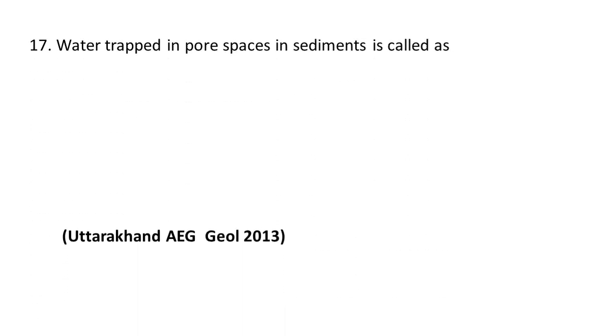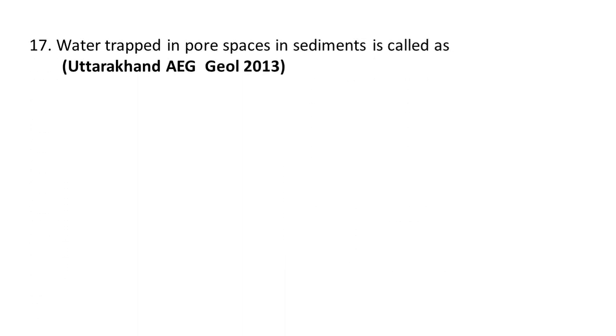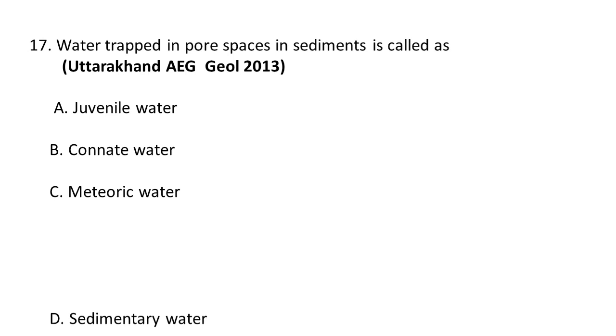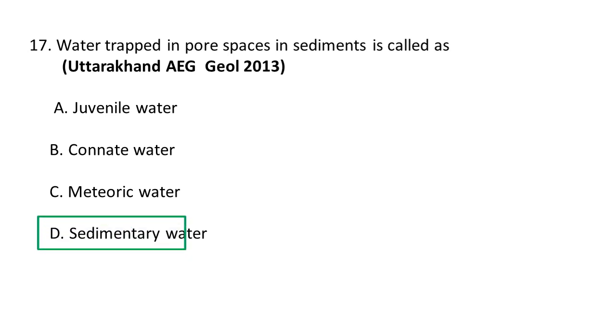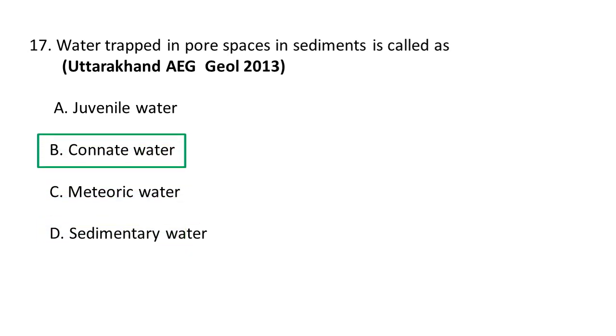Next question. Water trapped in pore spaces in sediments is called A. Juvenile water, B. Connate water, C. Meteoric water, and D. Sedimentary water. Water trapped in pore spaces in sediments is known as connate water. Connate water is the groundwater that is trapped in the pore spaces of sedimentary or igneous rock since the rock has formed, and it is also known as fossil water because it has been trapped for a long time and not exposed to the outside.